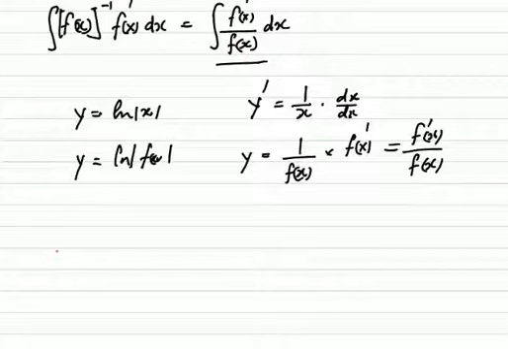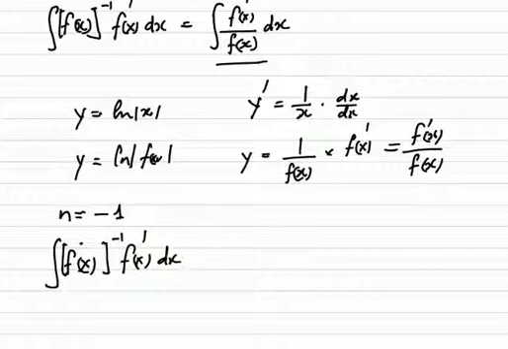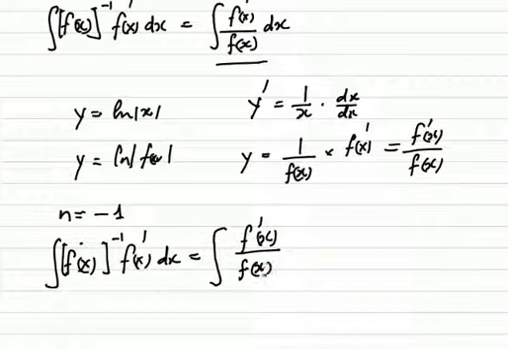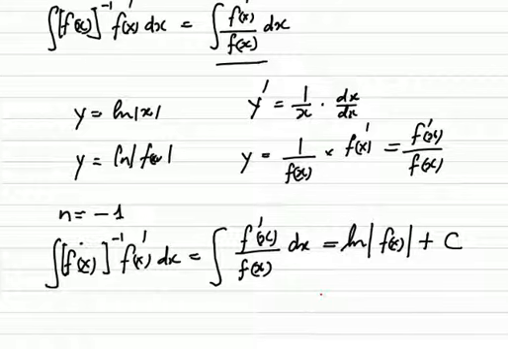So therefore we can say when n is equal to minus 1, f of x to the power minus 1 multiplied by f prime of x dx transforms to an integral of f prime of x over f of x dx. Then this must be interpreted as ln of f of x plus c. Then basically we've now covered the minus 1 story there. So in that case we can take an example. I'm just going to give you one example, then you can go to books and recap this and practice the examples given there.